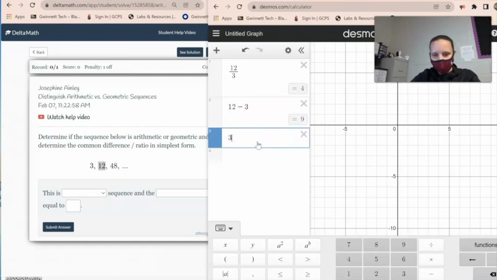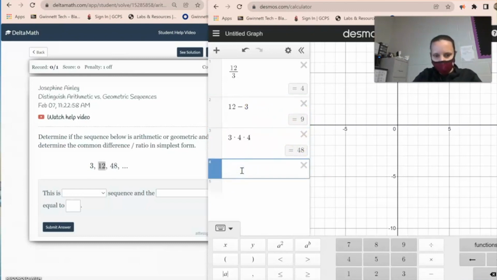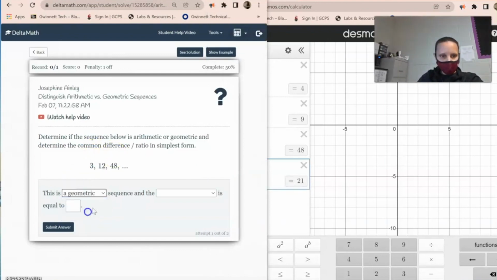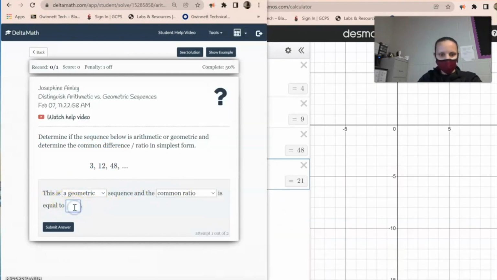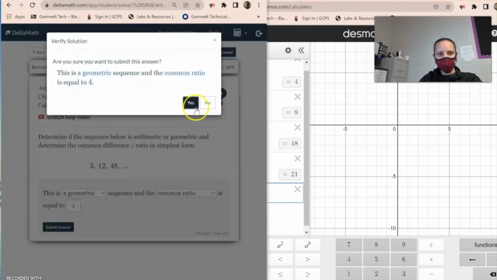So let's check. If I do 3 times 4, I get 12. If I do times 4 again, do I get 48? I do. Whereas this one, I'm adding 9, right? So this one is saying 3 plus 9. I get the next number 12. But if I add 9 again, do I get 36? I don't. So this one is geometric. And the sequence is a common ratio, and it's equal to, what was I multiplying by? 4. Okay, so once you decide which one it is, you answer the questions.